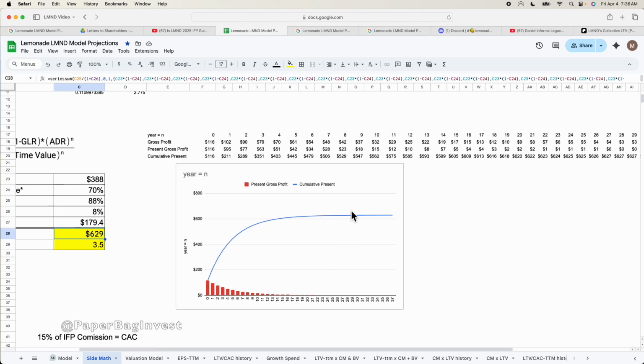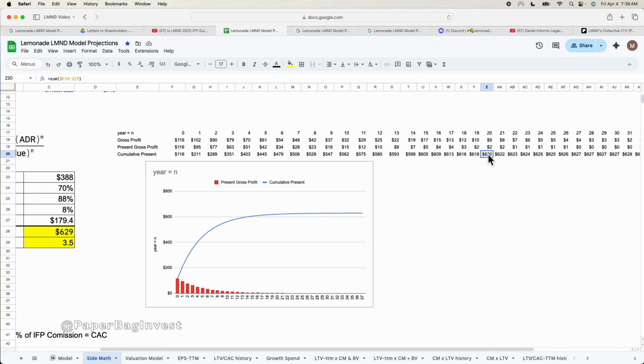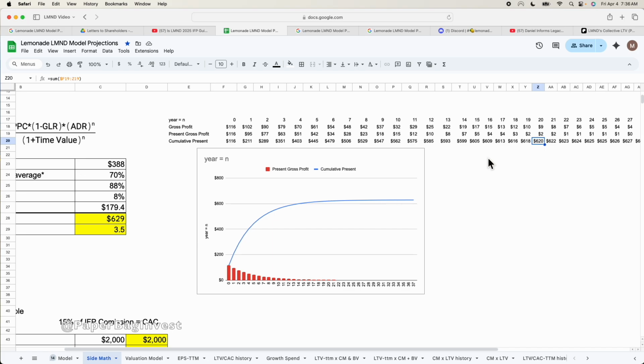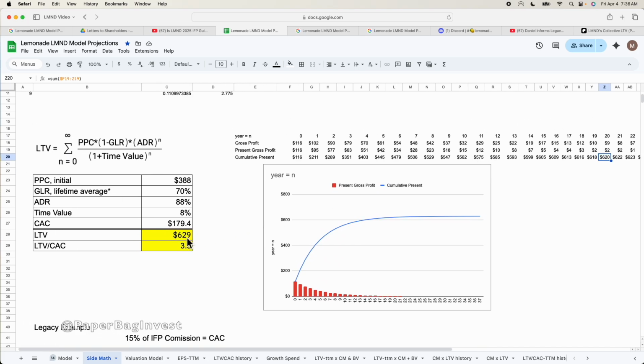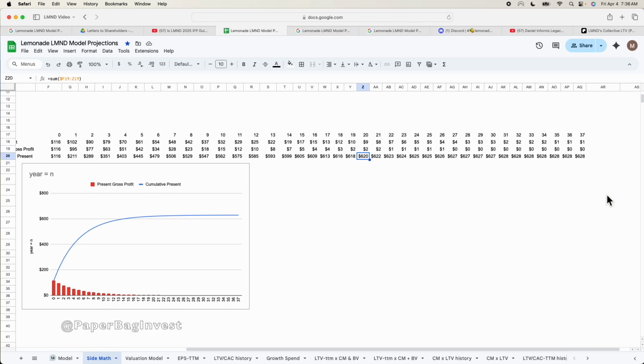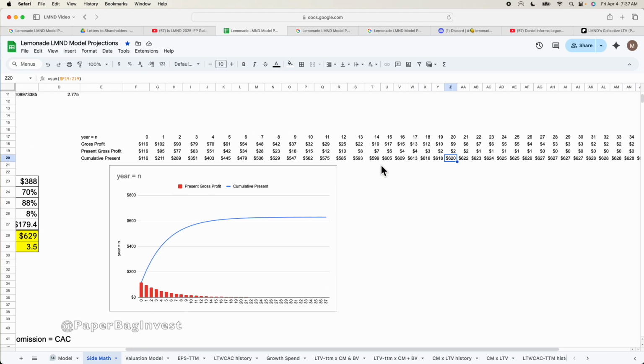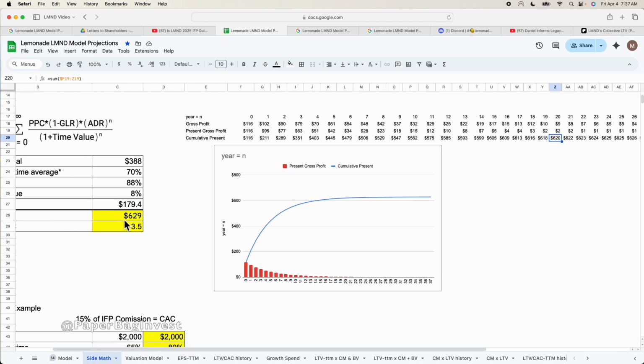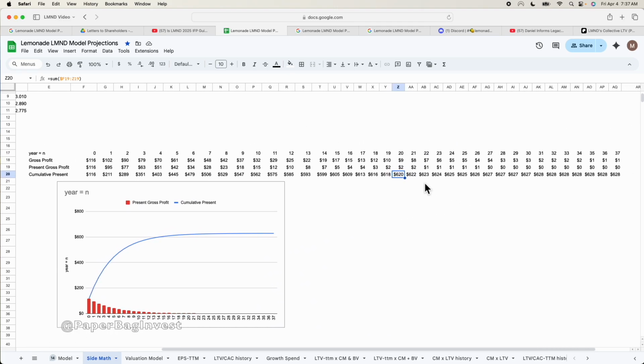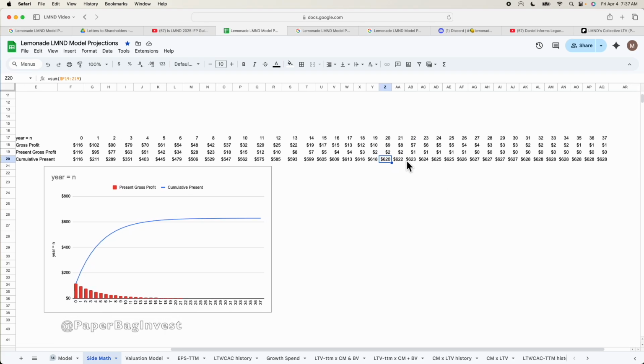At N equals 20, you're at $620, and we have 629 as a total. So all the other years after that, until 37, we're basically rounding down to zero. You only get $9 more of present value over the next 10, 15 years. Maybe there's a big group of customers and you have a tiny group of those customers left over, and that's all that's left.